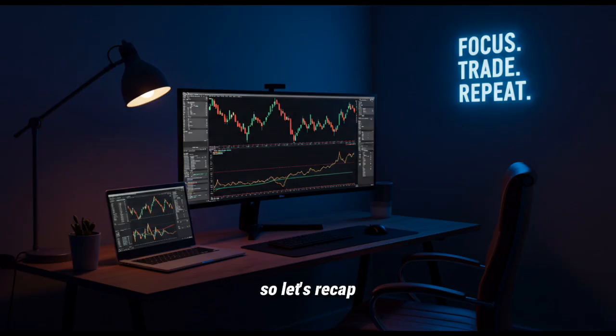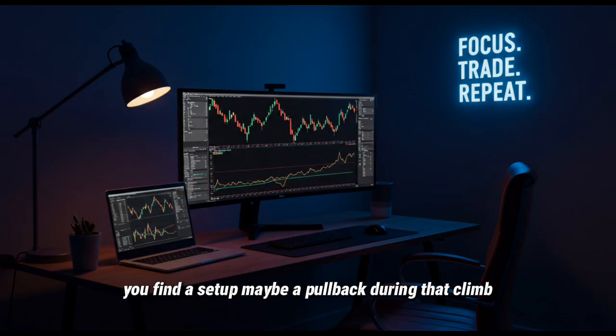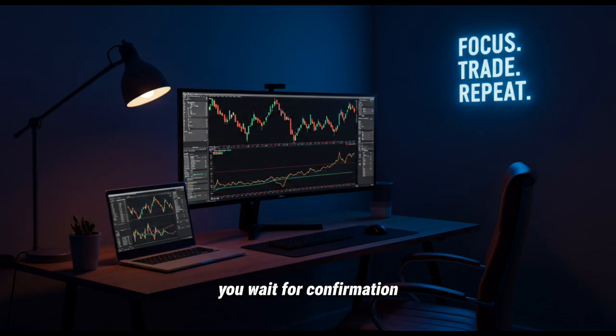So, let's recap. You spot the direction, the market's climbing. You find a setup, maybe a pullback during that climb. You wait for confirmation, a strong green candle. You pick your entry right after that signal, and you lock it in with risk management, a stop loss, and smart sizing. That's your strategy, built from the ground up.